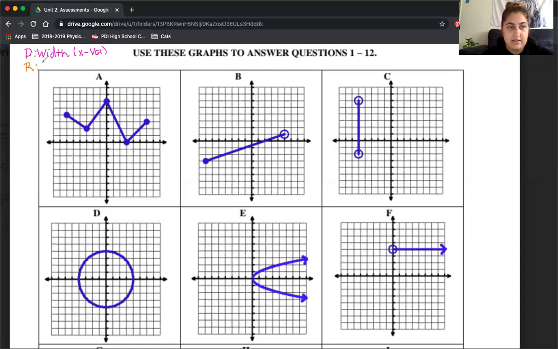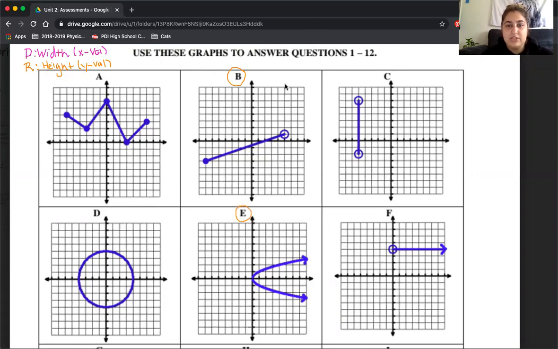Okay. So we're going to say height. And then y values, right? So domain is x values, range is y values. Okay, so I'm going to do a couple of these, and hopefully this will help you with your homework. We're going to do B, and we're going to do E while we're here.